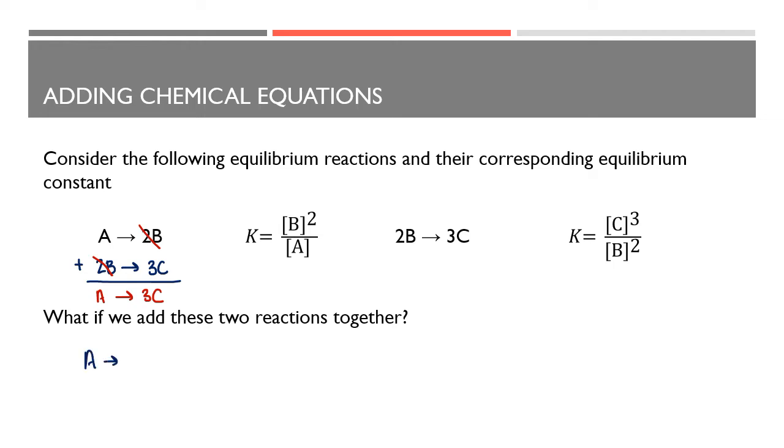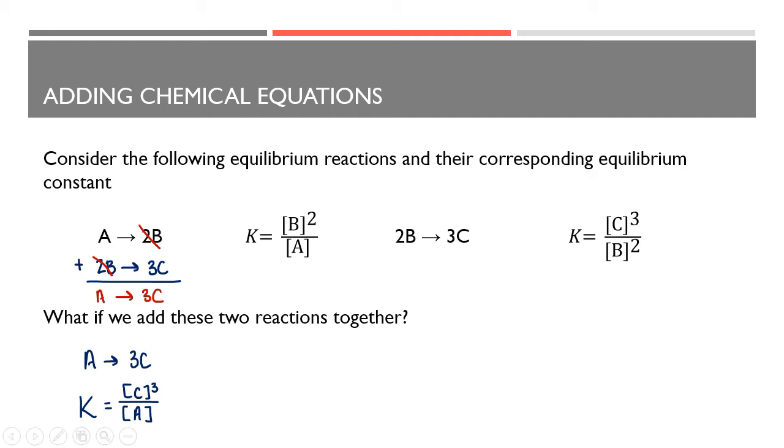And I'm going to write the new equilibrium constant expression for that reaction. So K is equal to the concentration of C raised to the third power over the concentration of A. Now we can get this new equilibrium constant without even finding the sum of the reactions.